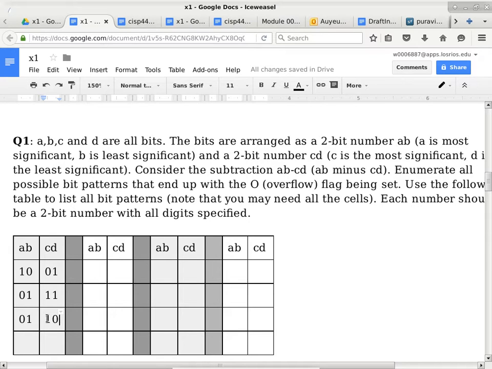I think I might be missing one here. I think there's a 1, 1. Nope, this is it, because this is the only non-zero positive value. So that's it. There are only 3. Any questions? Does anyone come up with any more than these 3? No?